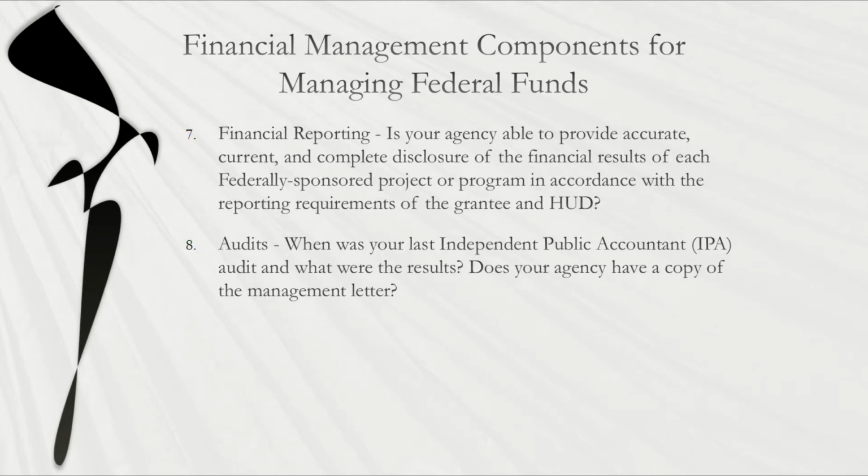And finally, the last section under financial management, 7, financial reporting. Is your agency able to provide accurate, current, and complete disclosure of the financial results of a federally sponsored project or program in accordance with the reporting requirements of the grantee and HUD?